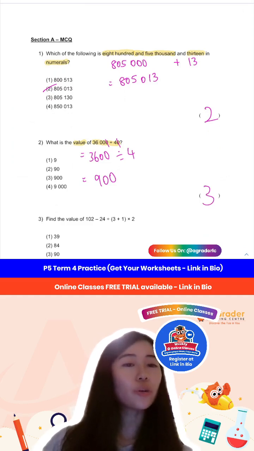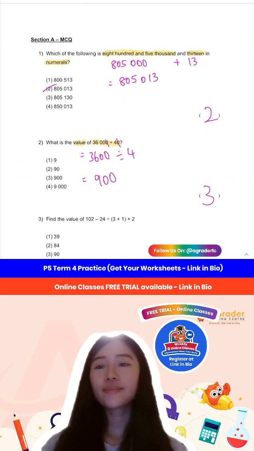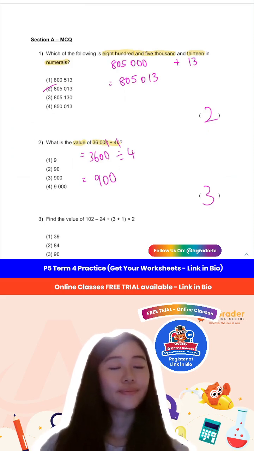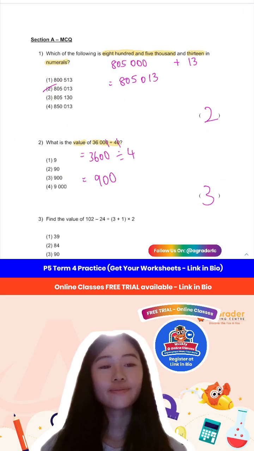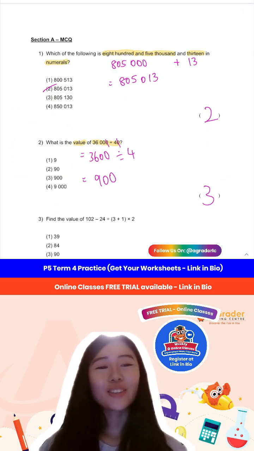I think the majority of you got this correct. No issues with this question, right? It's fairly simple. Any questions so far? Anybody? All good? Okay, so let's move on then.